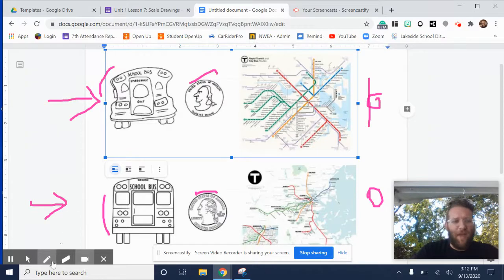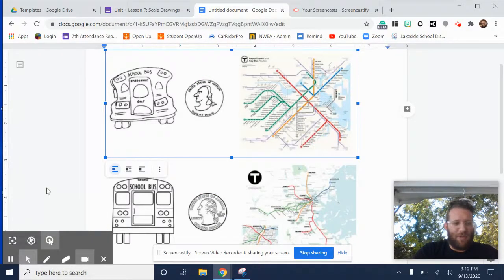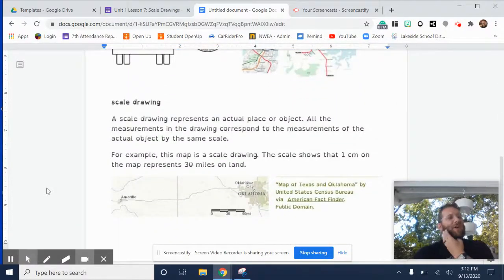So that brings us to exactly where we are and what we want to look at. If we come down here, a scale drawing represents an actual place or object, okay? So basically, in my own words, here's the definition. I've given it to you. You can read it now. Pause and read it now if you wish.